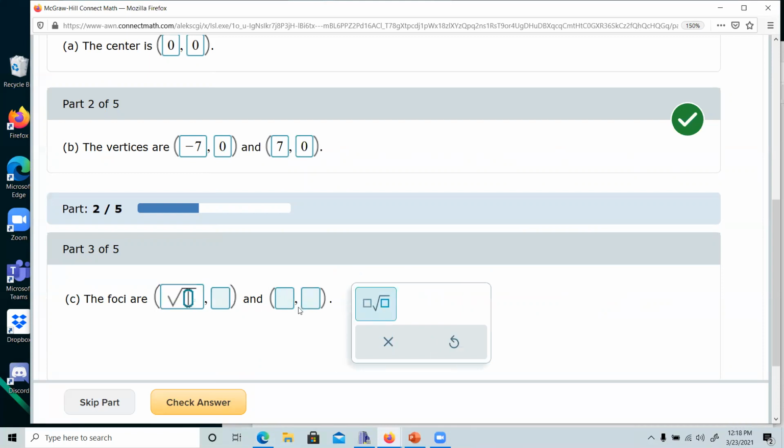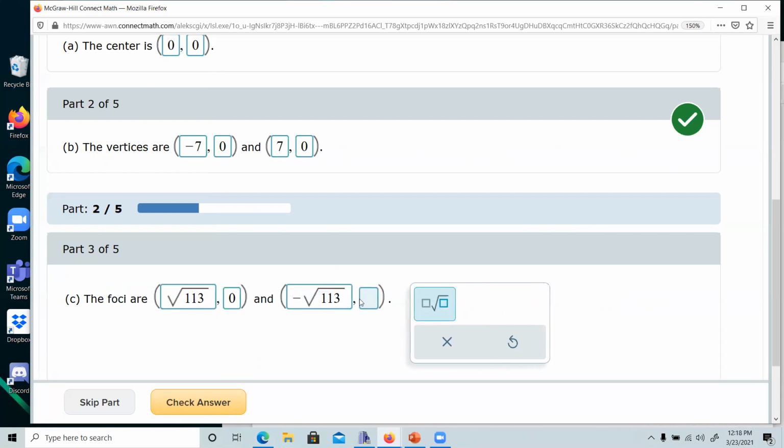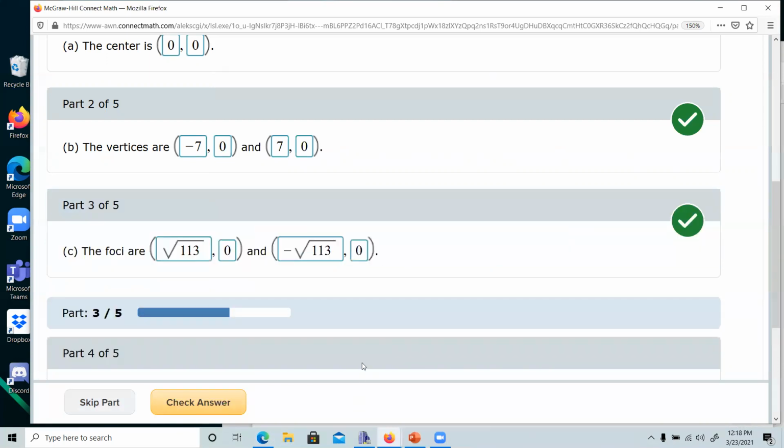Hopefully it will tell me this could be simplified. Jeez. Okay, so I'm hoping that's not the case.